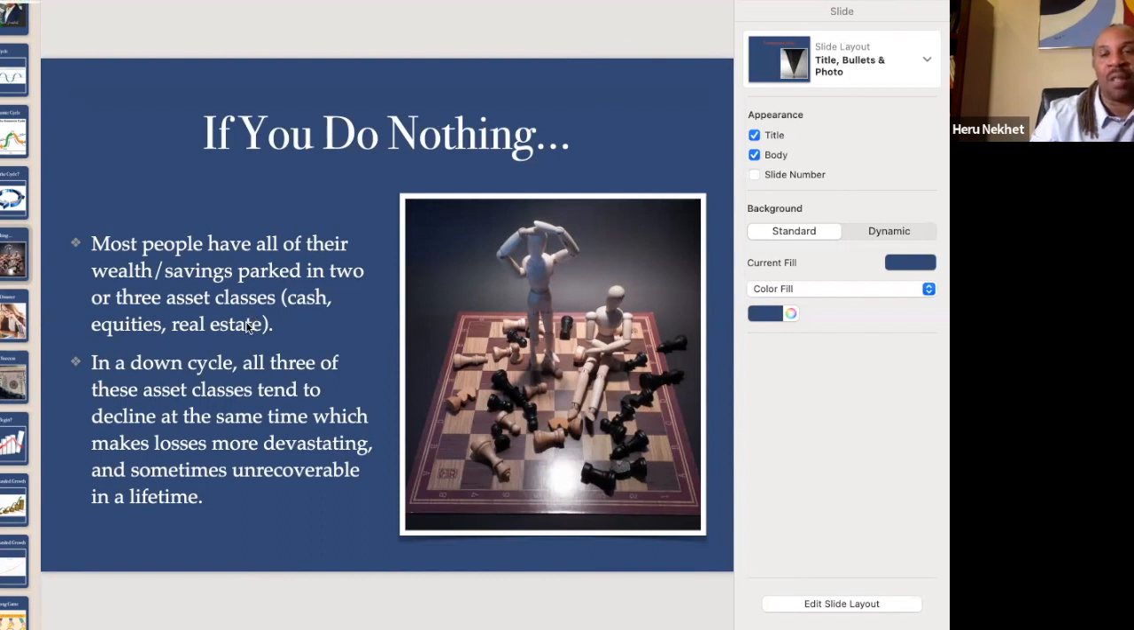And even if you're not a real estate investor, if you own a home, then it's probably in real estate. So most people have their money in 2 of these places.